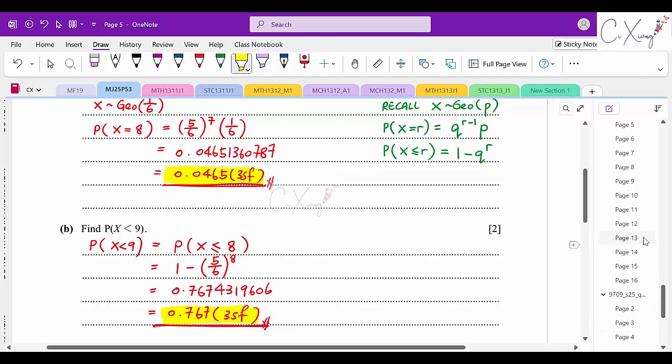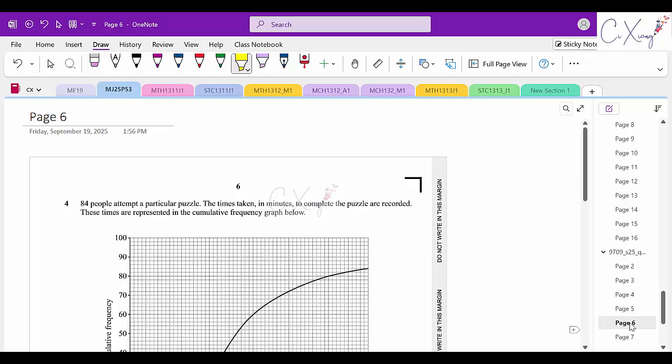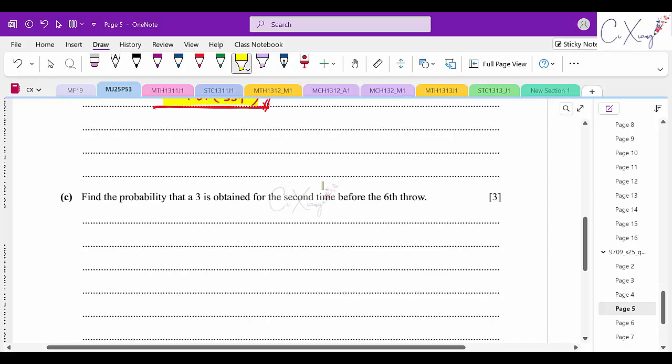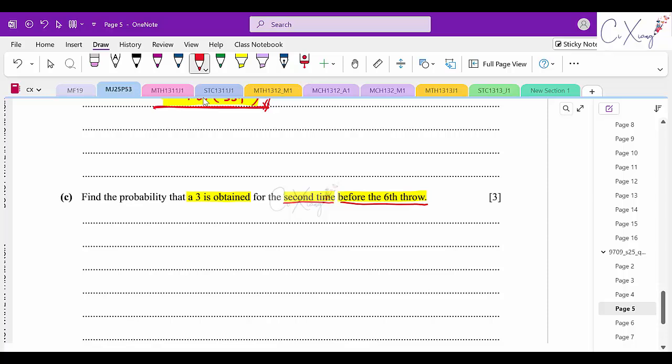Okay, then let's continue to part C. I think there's a part C here, right? Okay, find the probability that a tree is obtained for the second time before the 6th throw. So for this question, it is a little bit longer because there are a few restrictions here. They said a tree is obtained for the second time before the 6th throw. Maybe let us try to figure out the possible cases first, yeah? When they said a tree is obtained for the second time before the 6th throw, second time means that the tree already occurred 2 times.